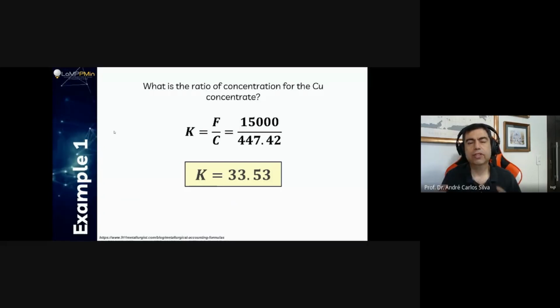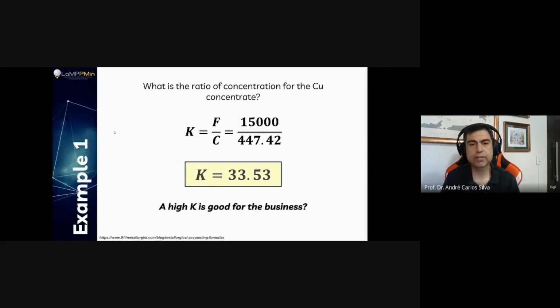And just have this in mind. Okay, you just can't compare Ks. You can compare definitely recovery. You can compare mass yield, but you can't directly compare Ks. So what you're going to do with K is compare it if you're working with the same ore. Then definitely you can have this discussion. So a high K is good for business. Definitely it is good for business if you're working with low grade feed. Okay, so if you have low grade feed, it's good for business.